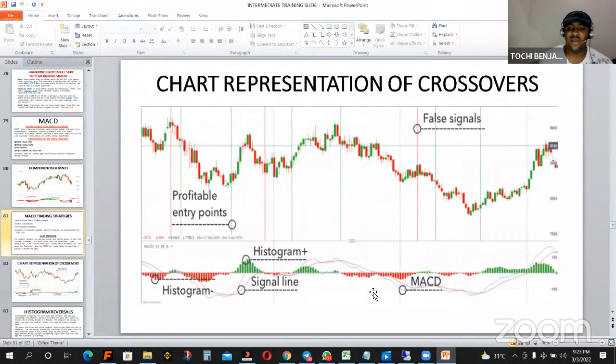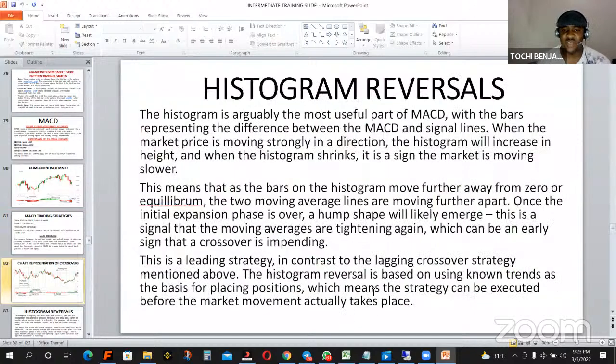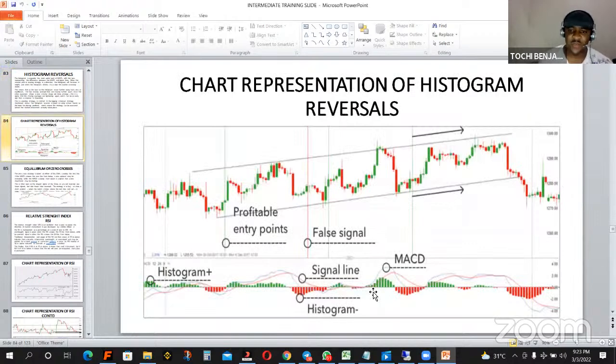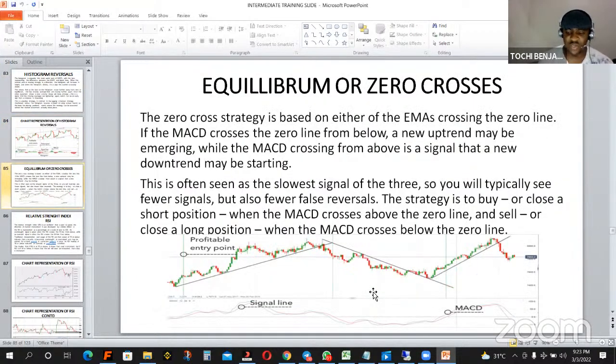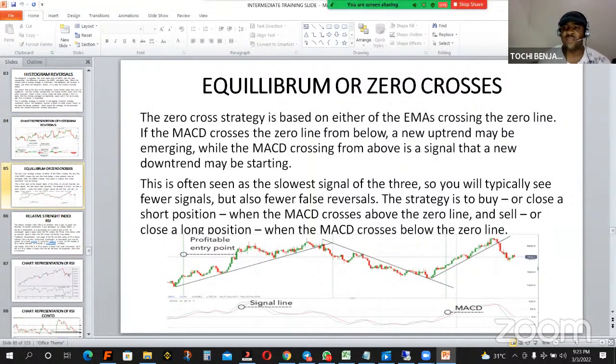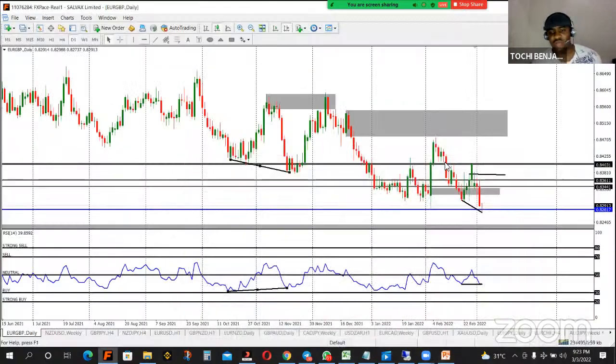I told you I don't like this theory. Let's go to the chart and explain all of these things. Histogram, I'll tell you about histogram reversal. You can read it if you have the slide. The equilibrium or zero line crosses, we'll discuss when we get to the chart. If you don't have the manual, you can chat me privately so that I'll send you the manual. Okay, so let's go.